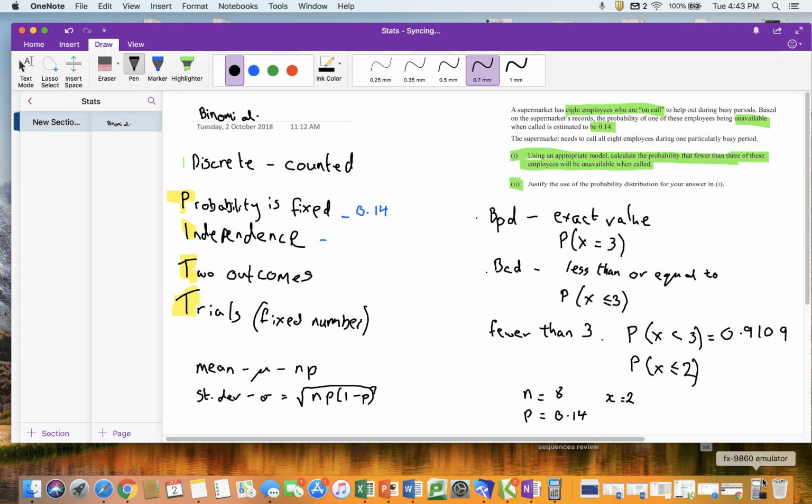Okay, so that's using the binomial. And now we've got to do an inverse binomial question, and then we're done with the binomial. We can move on to the Poisson.